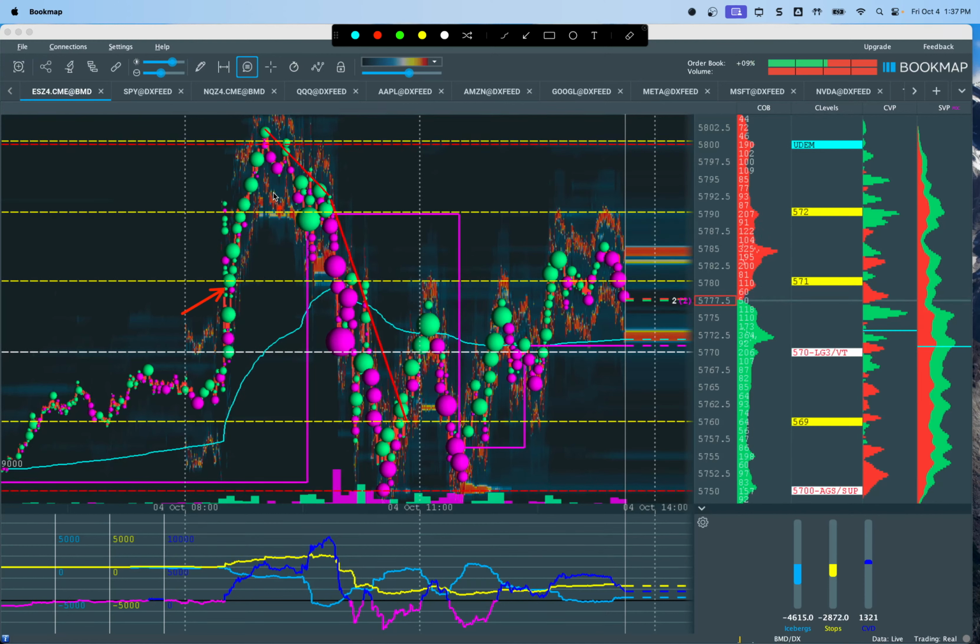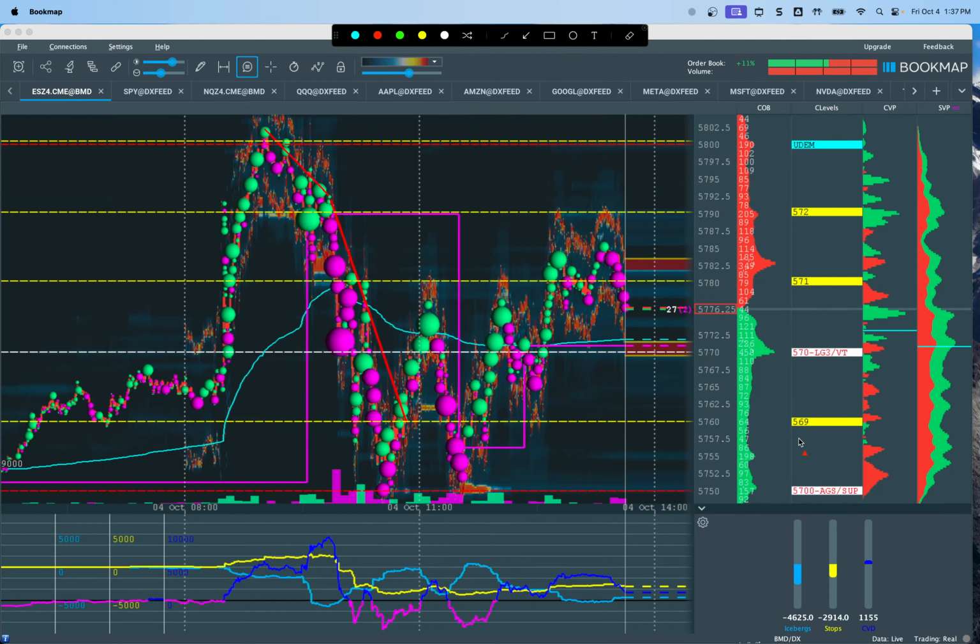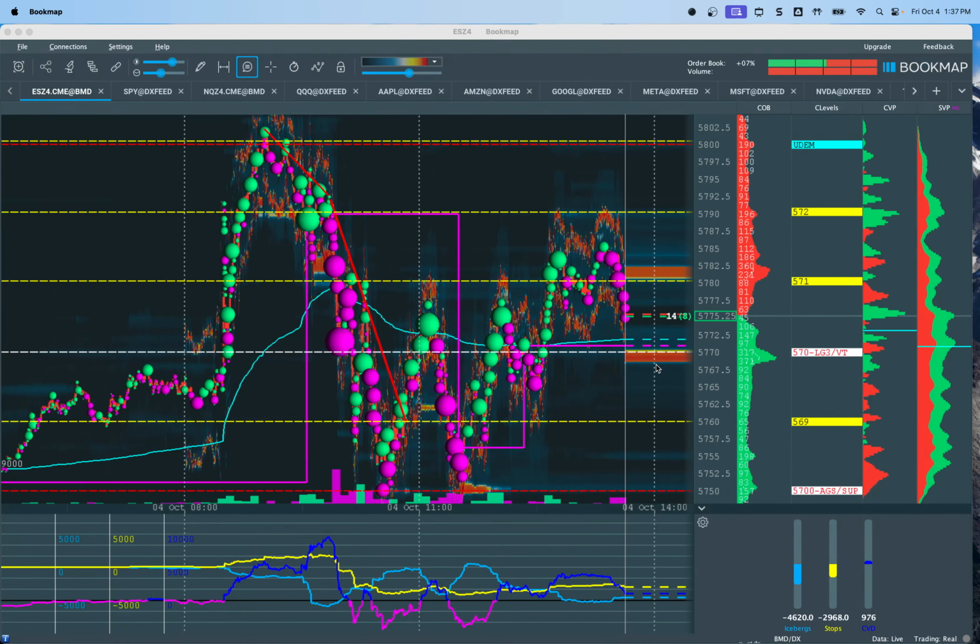After that touch, price started to make a series of lower highs and then drop. We'll take a closer look at that in just a couple minutes. And then the S&P 500 found support right at the SPX 5700 level, around that level. Right, so this is the S&P 500 futures.